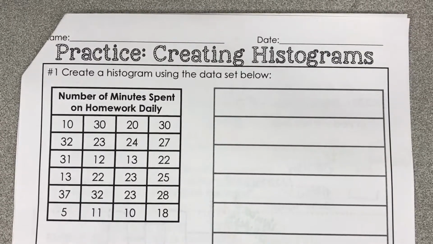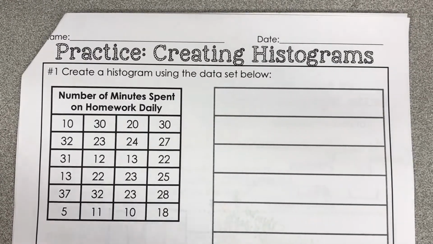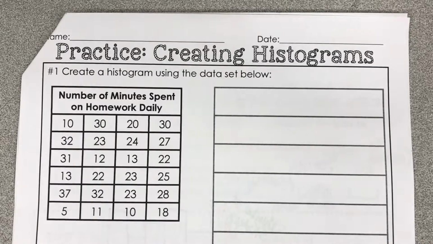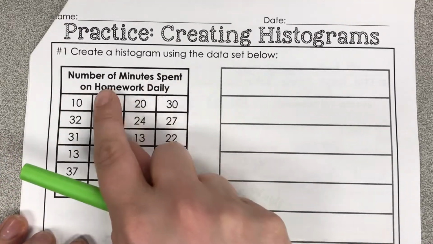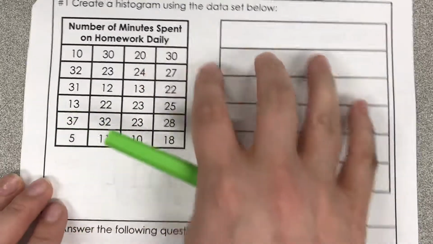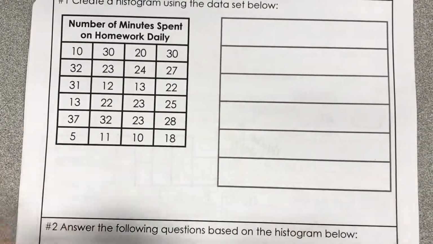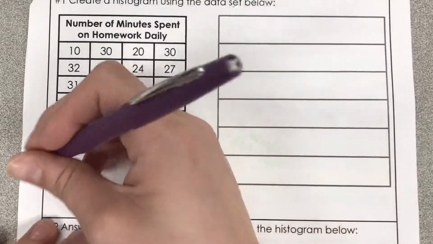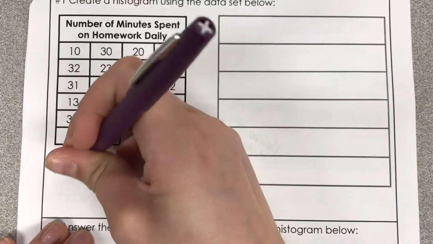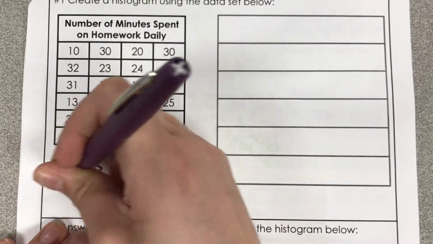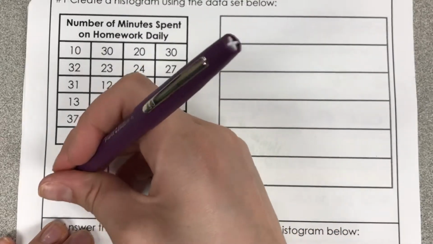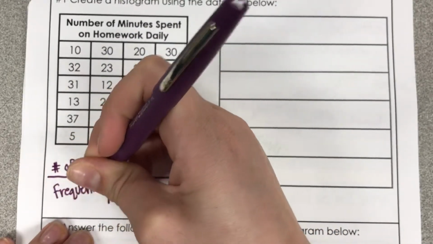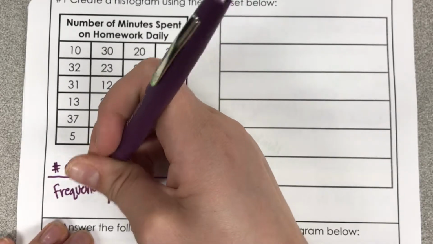All right, we're on part 2 of creating histograms. So, Miss Madera has this data, the number of minutes spent on homework daily. So she's going to help set up these problems for you. I am going to tell you right now that your intervals are going to be the number of minutes. That's the category. And then you're going to tell me the frequency. Frequency, I can spell, there we go.